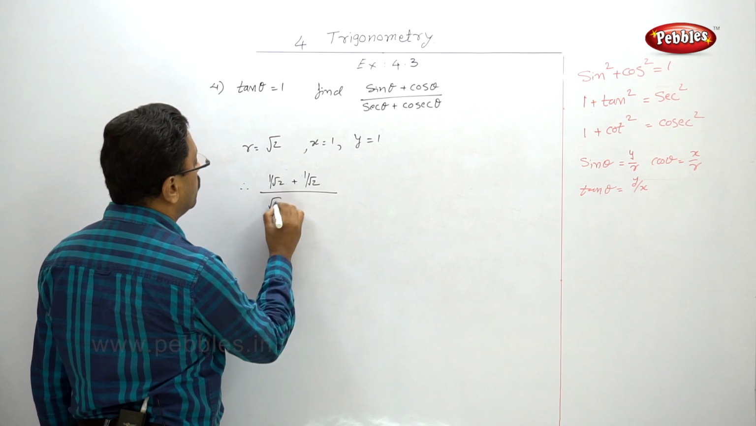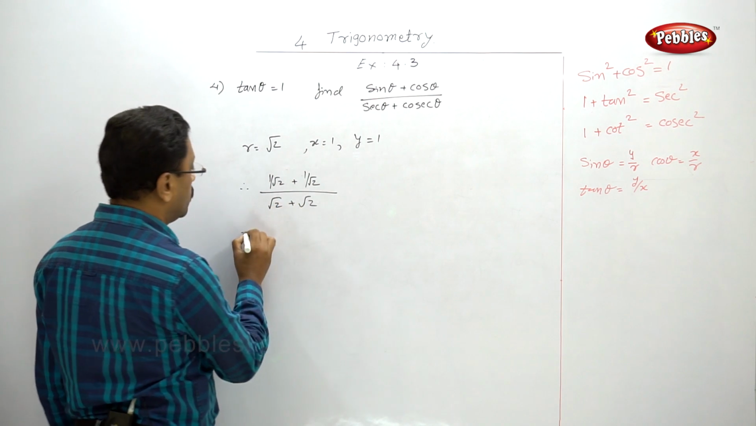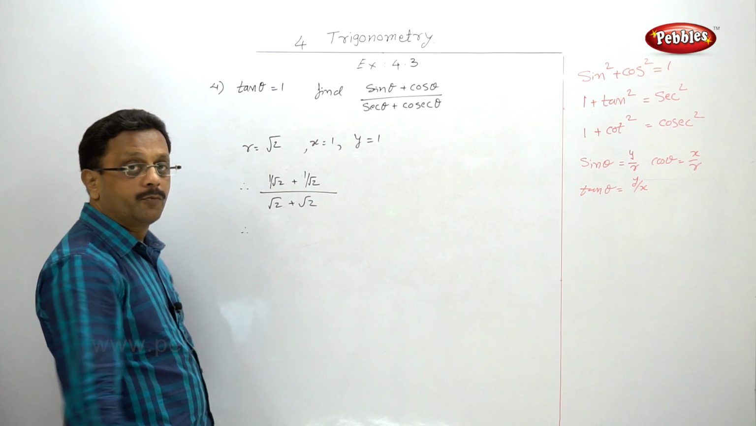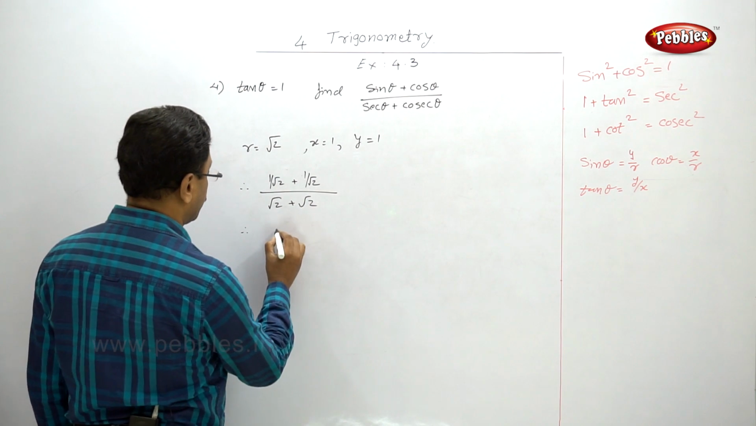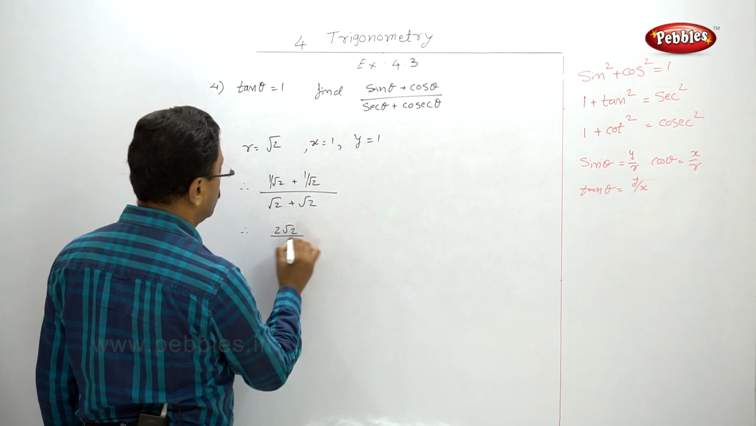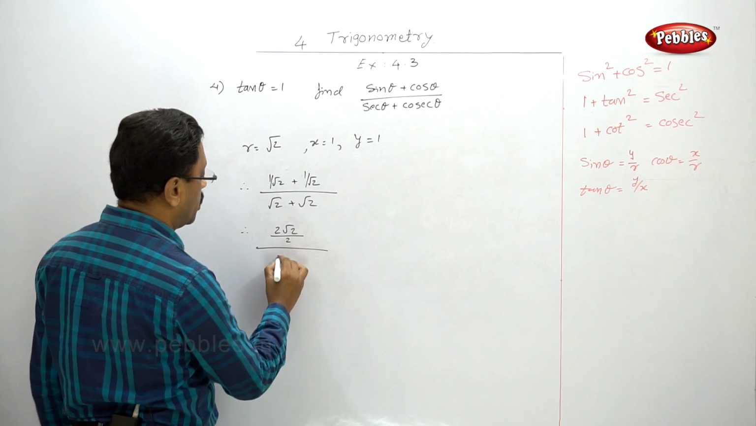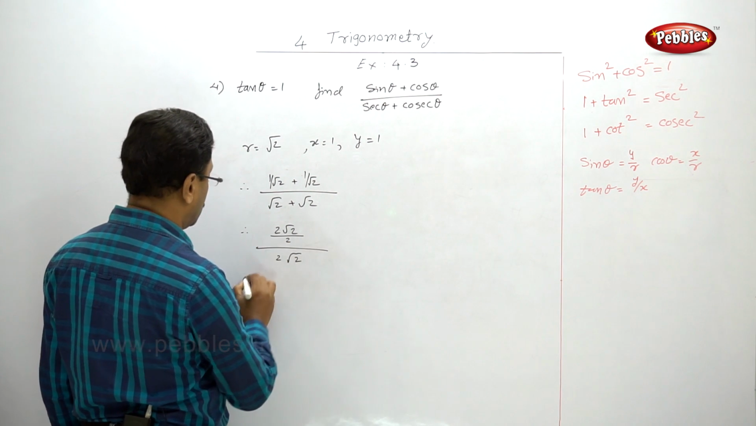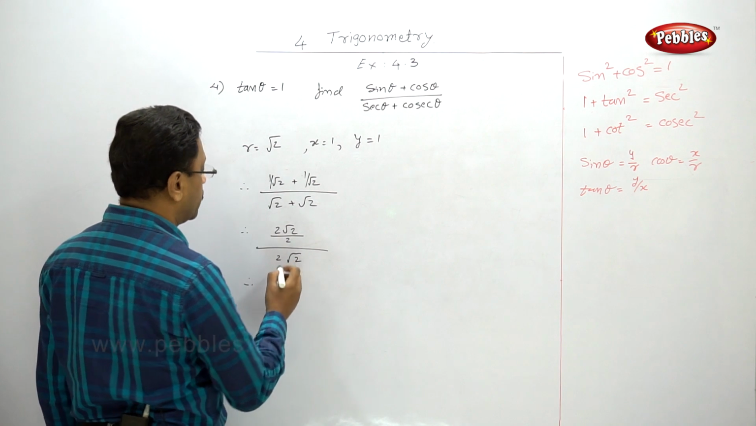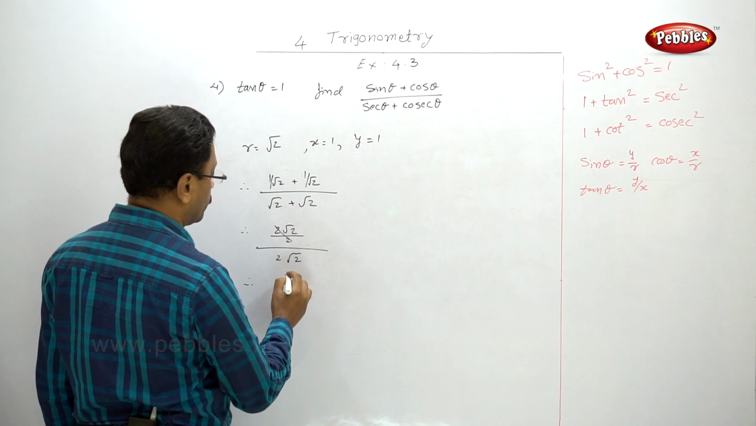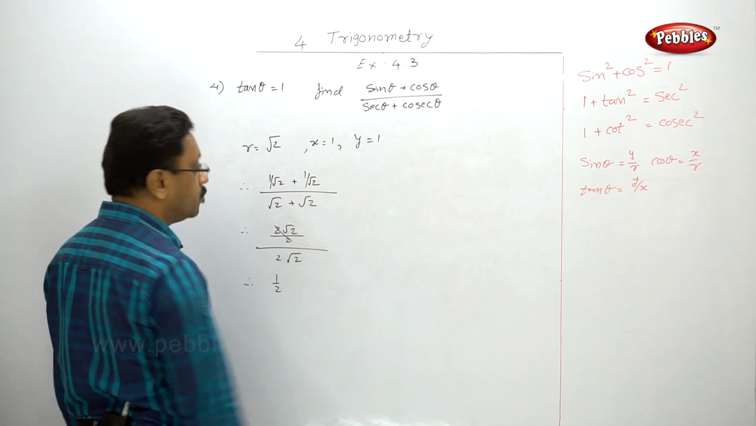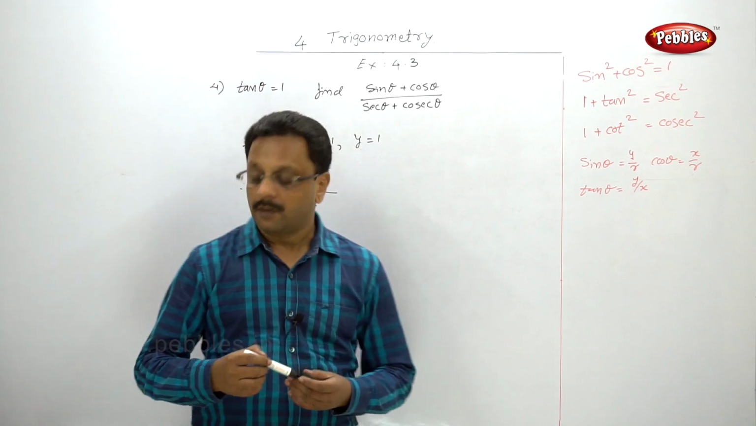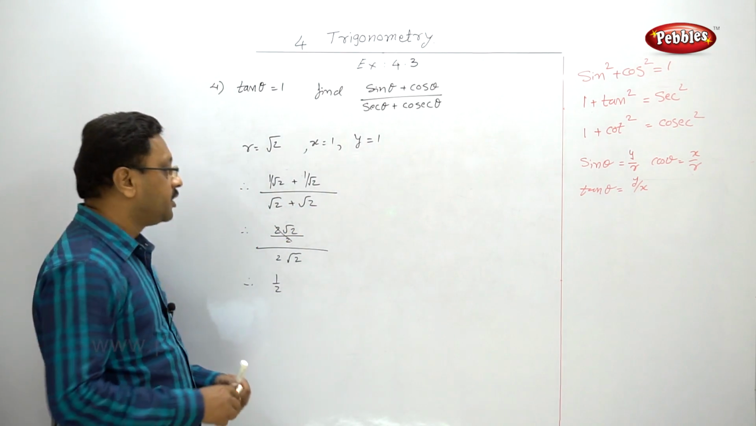So it is root 2 plus root 2. So I will get 1 upon root 2 plus 1 upon root 2, which is 2 root 2 upon 2, whole upon 2 root 2. So I will get here 1 upon 2. Correct? Simple. This is the first method.